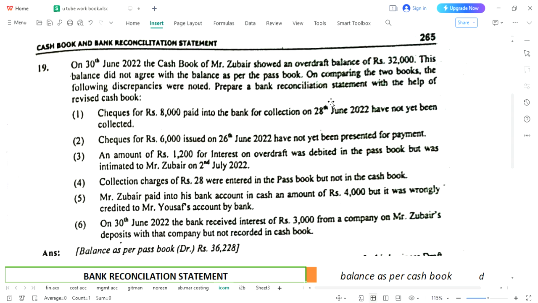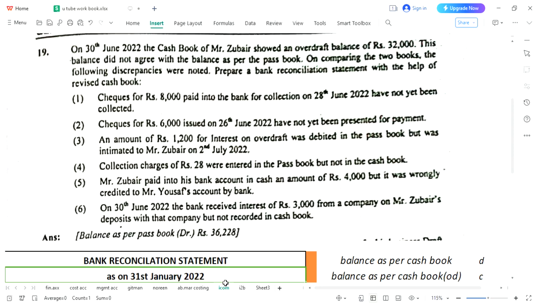The first step is to seek the headings. There are three lines. The first line is fixed for bank reconciliation statement, as you can see. The second line is for the date, and the date here is 30th June. In the previous question it was January, so now we are going to change it to June. The third step is to write down the name, and the name is mentioned over here.